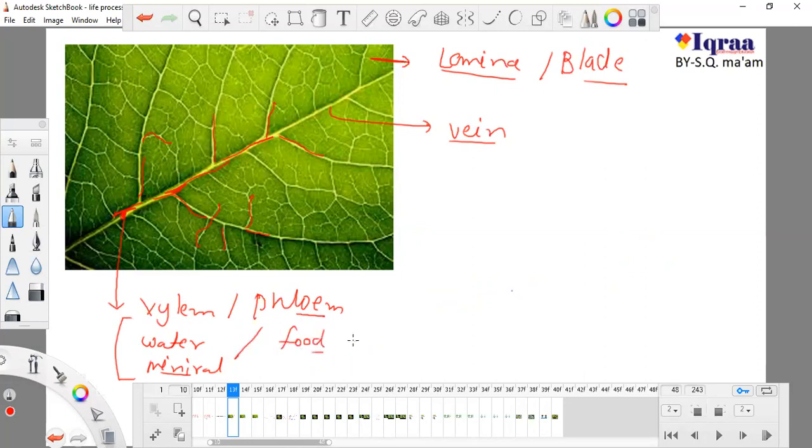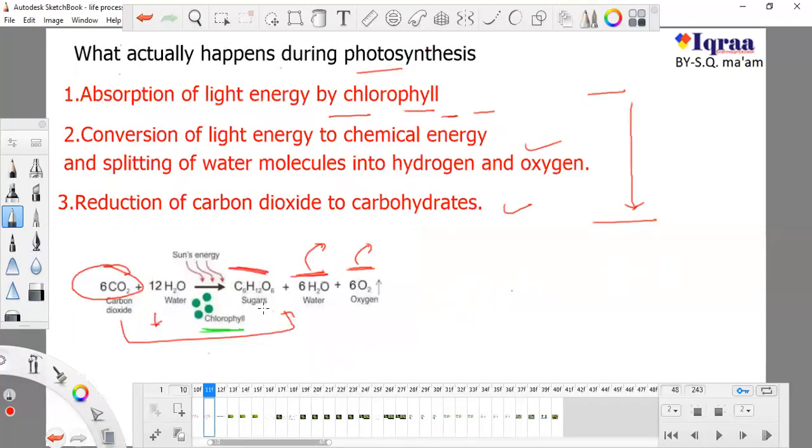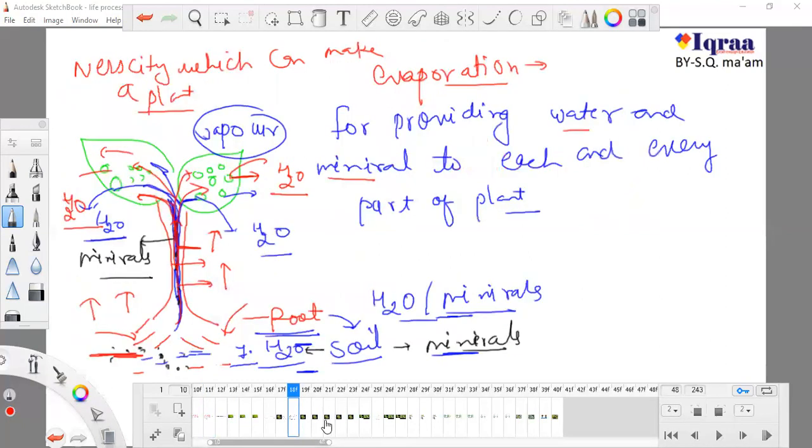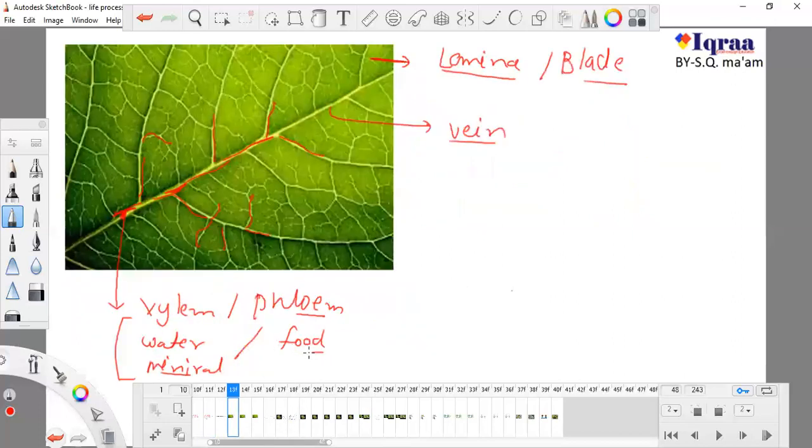we studied before that the plant basically produces glucose and sugar. This is glucose, C6H12O6. Glucose is the primary product, and by using glucose the plant produces fat, carbohydrate, protein and starch. So phloem is useful for conduction of food, for glucose, fat, starch and carbohydrate, and xylem is useful for conduction of water and minerals. So these are the veins.